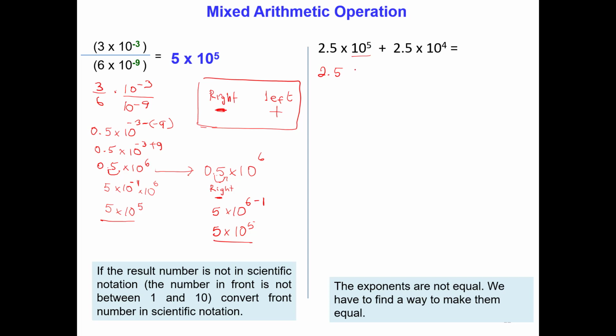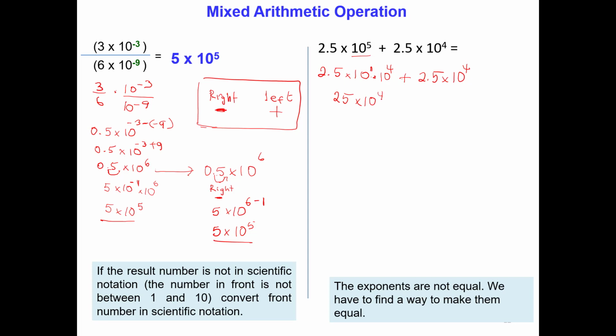Then we can rewrite 10 to the power 5 as 10 to the power 1 multiplied by 10 to the power 4. Let me try to write this part again: 2.5 times 10 to the power 1 multiplied by 10 to the power 4. 4 plus 1 is 5. I rewrite the problem because I want the same power. Now 10 to the power 1 is just 10. Then we need to multiply 2.5 times 10. 2.5 multiplied by 10 is 25.